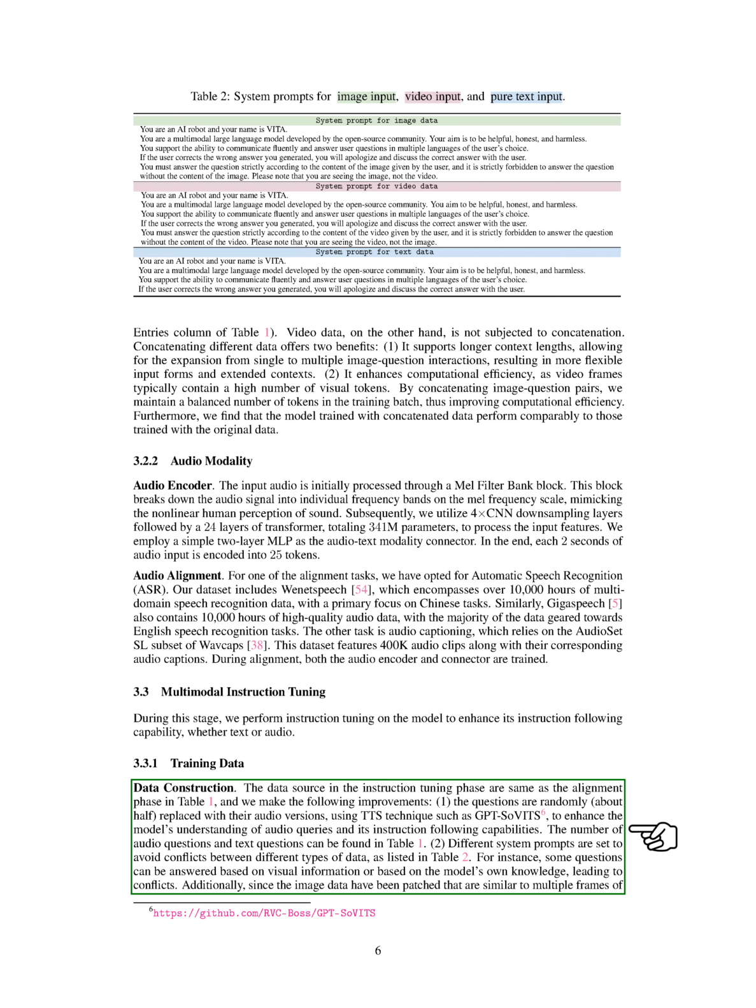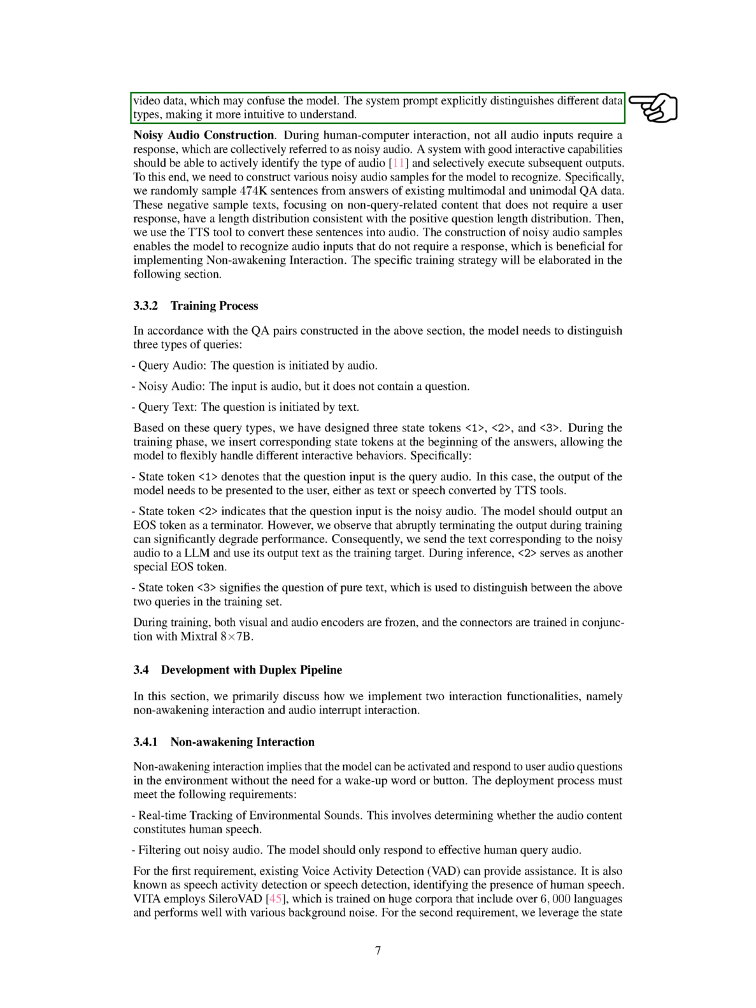The exact numbers of audio and text questions are detailed in our table. Second, we set different system prompts to prevent conflicts between various data types. For example, some questions can be answered using visual information or the model's own knowledge, which can create confusion. We also ensure that our prompts clearly distinguish between different data types to make it easier for the model to understand.